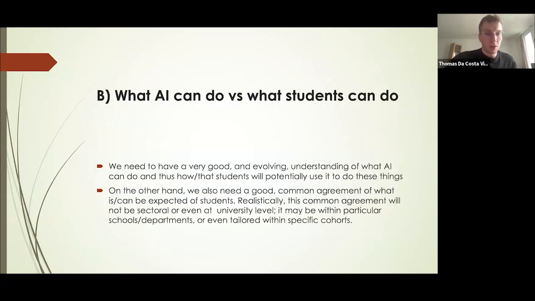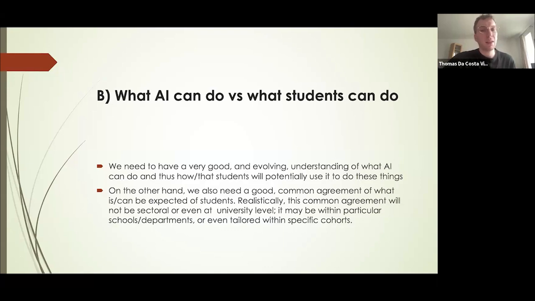So, this is how they use it and the consequences, but we need to have a very good and continuously evolving understanding also of what AI can actually do, and therefore how students will use it, and the fact that they will use it to do the things that it can do, because they are up to date with this, so we need to be up to date. On the other hand, we also need to have a common agreement on what can be expected of students with and or without AI.